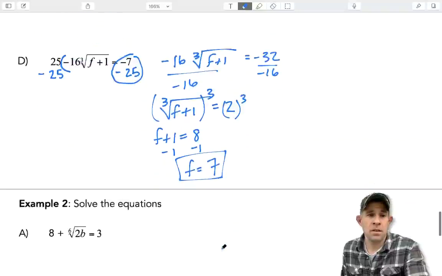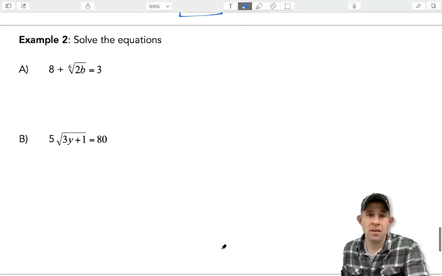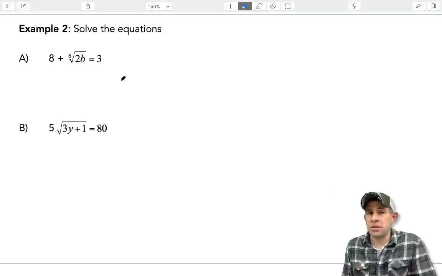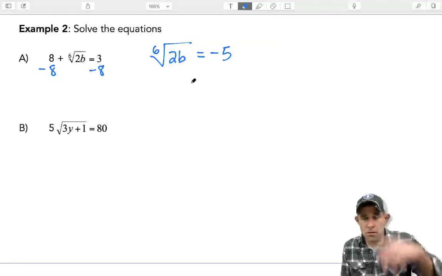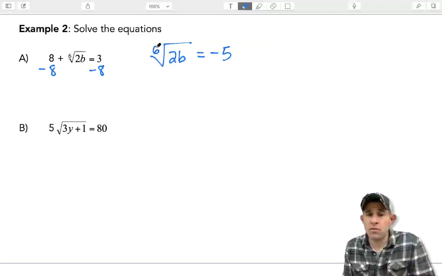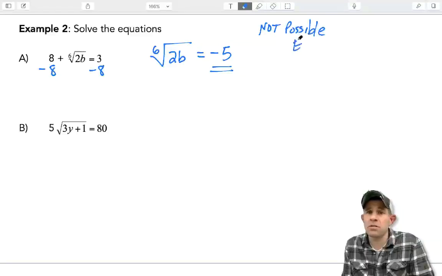All right, in our next example, we need to be careful of some extraneous solutions, and you'll see what we mean right here in example A. Let's start by getting the 6th root of 2b by itself. We'll subtract 8 from both sides, and that gives us the 6th root of 2 times some number b is equal to -5. Now, your little light bulb in your head should be going off here. We have an even root and a negative number. This is not possible, and therefore we're going to end up with an extraneous solution.